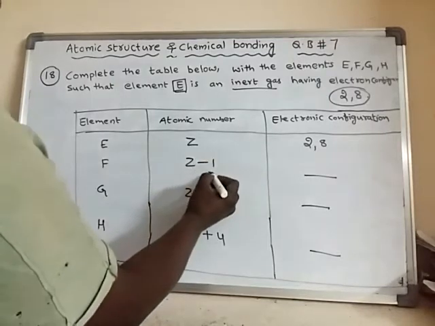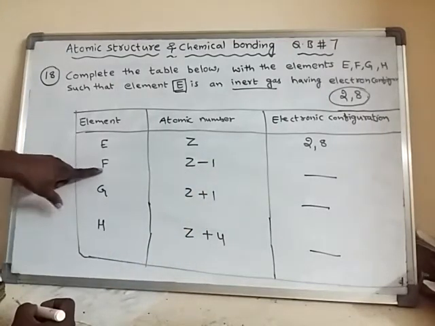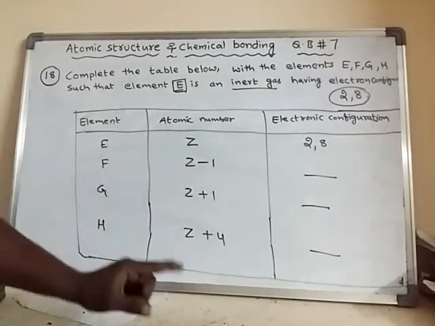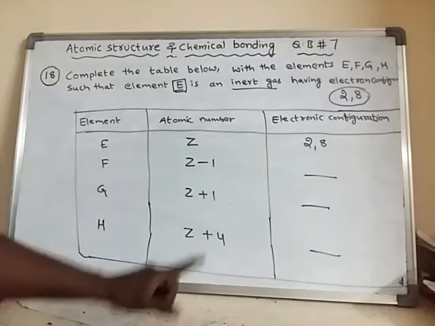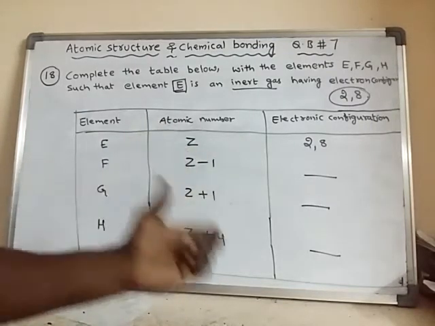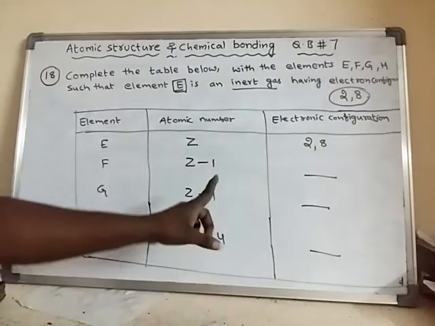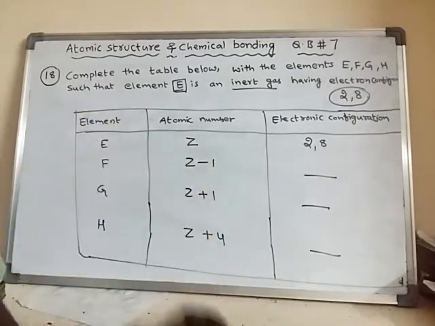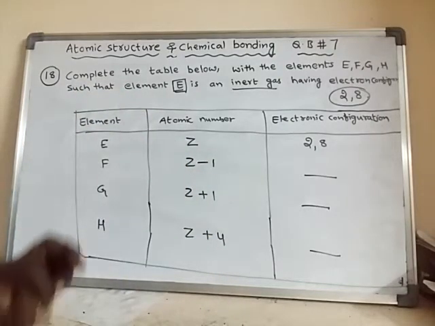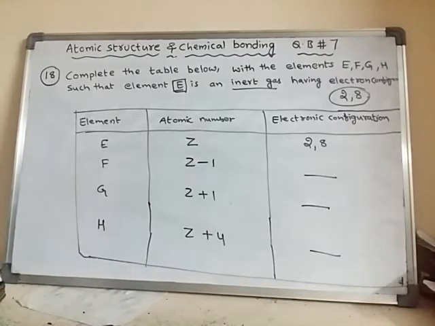So here, if F is equal to Z minus 1, that means one electron we have to remove. So from where can we remove electrons? We can remove electrons only from the outermost orbit. Always remember, we may add electrons to the outermost orbit, or else we may remove electrons from the outermost orbit only. We cannot remove electrons from the inner orbit, or else add electrons to the inner orbit.